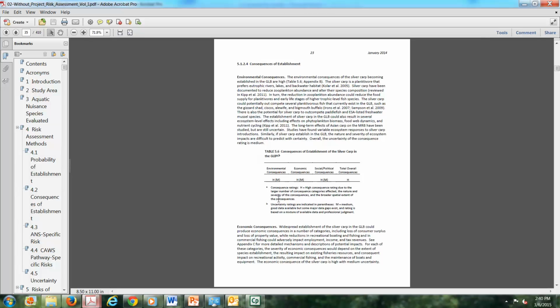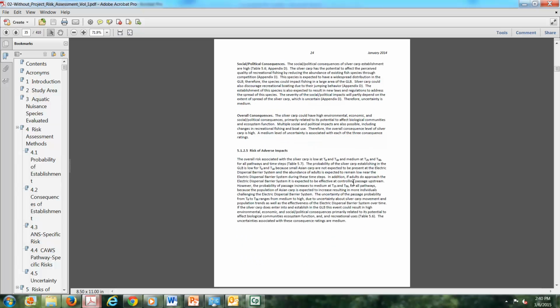Okay? We now turn to the consequences of establishment, and these next several pages, as we look down here in the middle of the page, you can see there are high consequences to the environment with medium uncertainty, high consequences to the economy with medium uncertainty, high consequences to social political values with medium uncertainty, and the overall consequence value is high. The pages that follow include the evidence that was used to develop those ratings, and we come up with finally the risk characterization, and that's what we've been after in this step now.